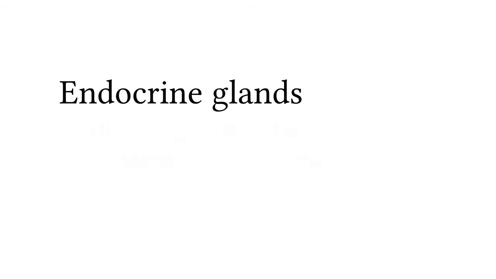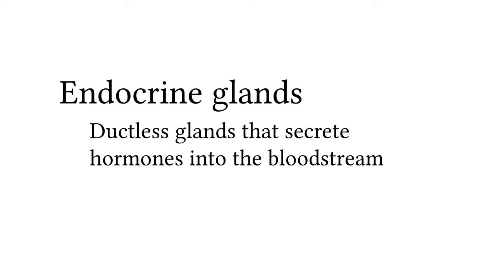Endocrine glands are ductless glands that secrete hormones into the bloodstream. Endo means internal or within, so they secrete products directly into the bloodstream without the need for ducts. Take a closer look at some examples of epithelial tissue in the next lab.